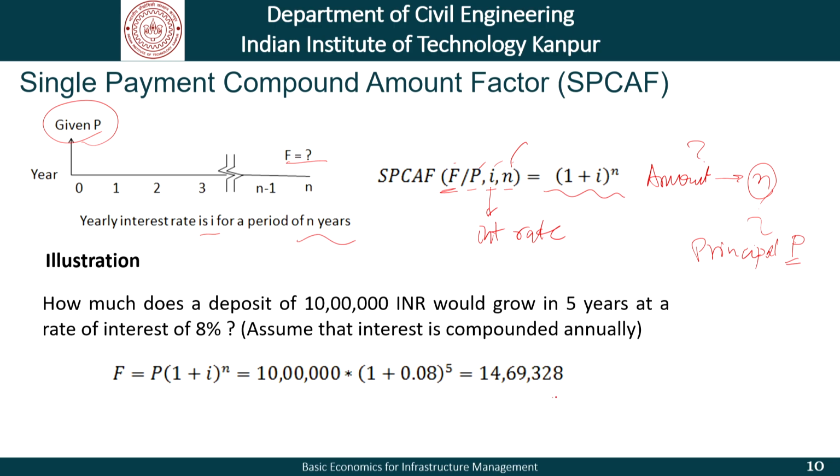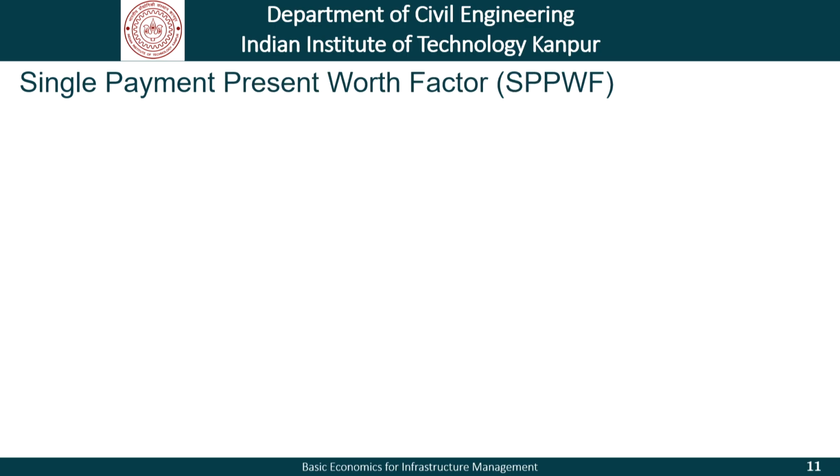So, we know how to calculate this number, and how to calculate it if the compounding was being done in 6 months or in 3 months or every month, and so on and so forth. So, that is something which we have already known. The other factor that we talk about is the single payment present worth factor. This is only the problem that we discussed just now, looking at it the other way around.